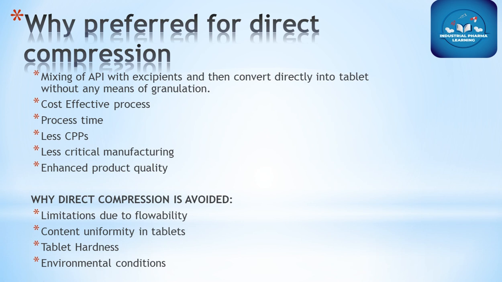Fewer CPPs. What are the CPPs? CPPs are critical process parameters. If more equipments are involved, then there are more CPPs. If fewer equipments are involved, there are fewer CPPs.